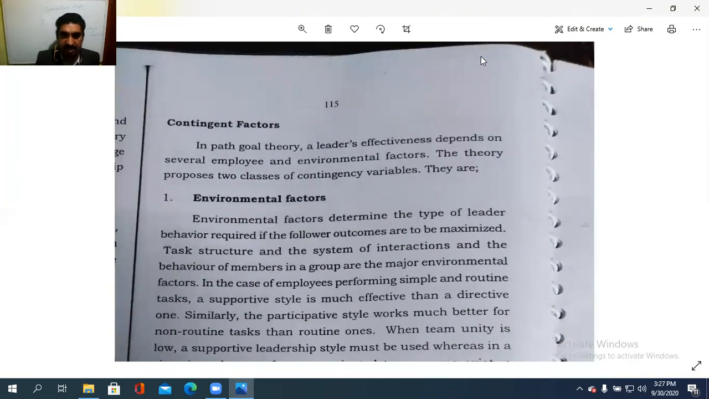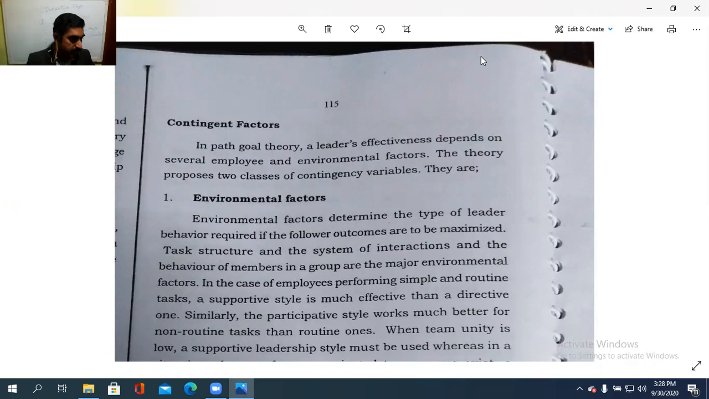The task structure, the system of interaction, and the behavior of the members in a group are the major environmental factors. So what is the work structure? The system of interaction with the workers, and also the behavior of members in the group, are the major constraints with regard to the environmental factors. In the case of employees performing simple and routine tasks, a supportive style is more effective than a directive one.